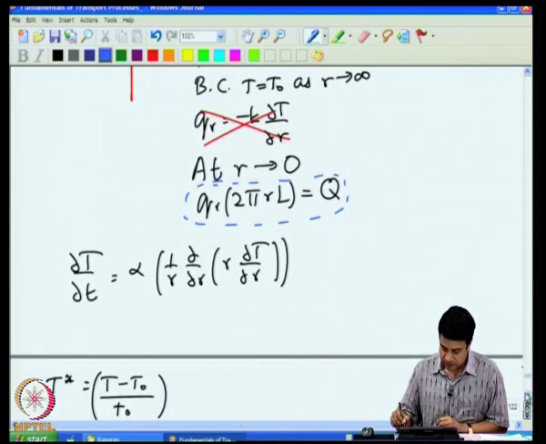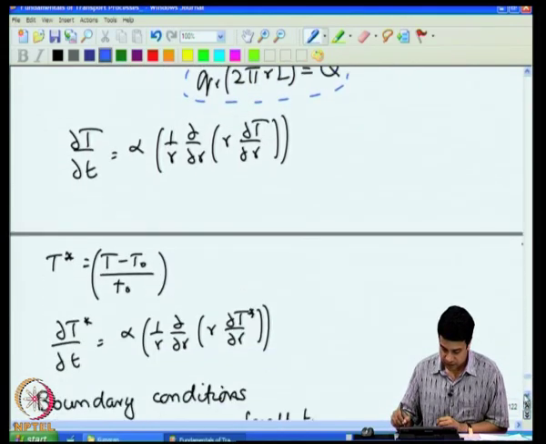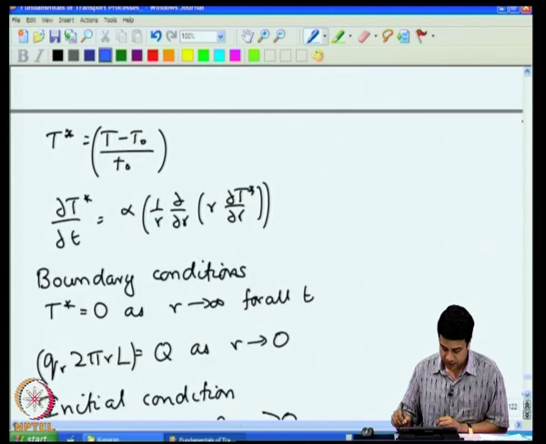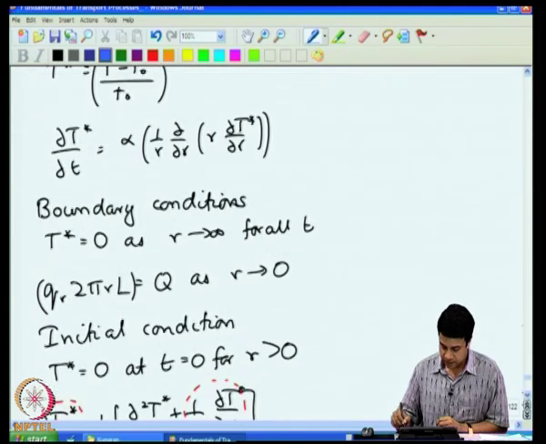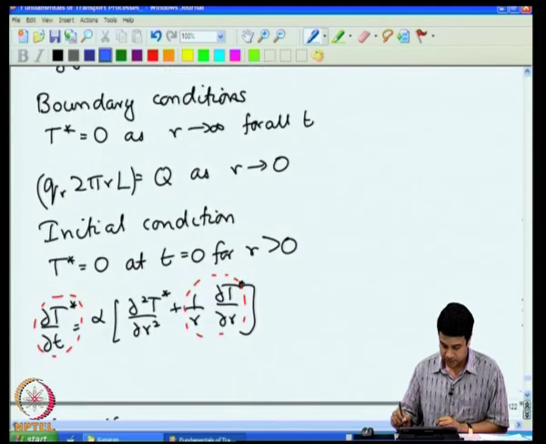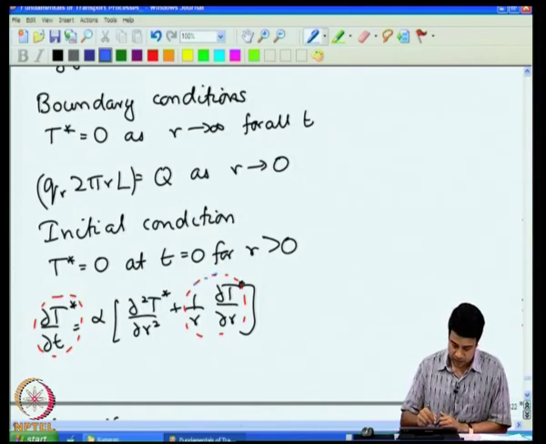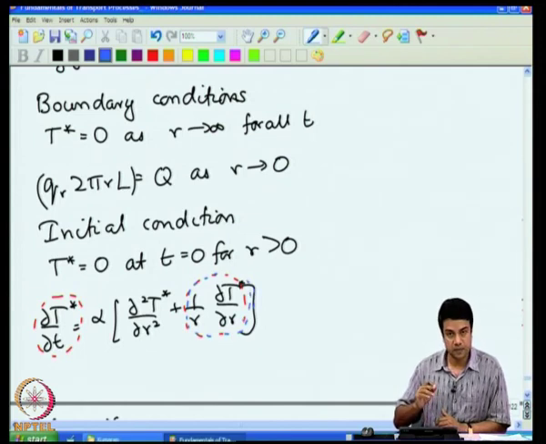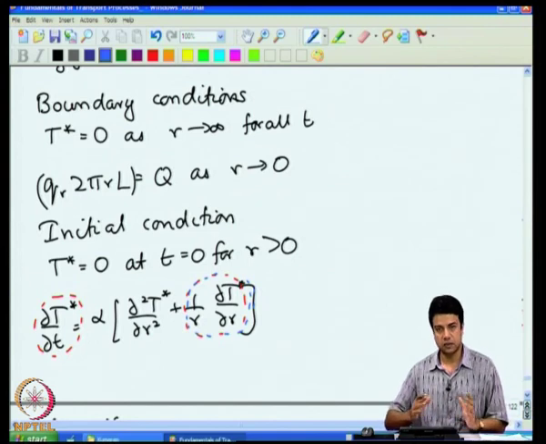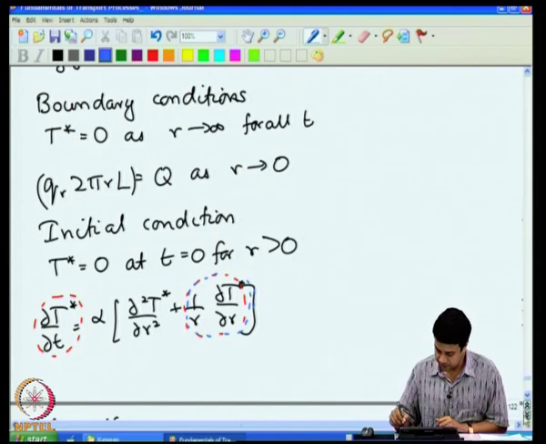So, this was the differential equation for the temperature field, okay, and we had scaled it and specified the boundary and initial conditions. Okay. I pointed out that there is this additional term here, okay, which is not present in a Cartesian coordinate system, and that comes about because the radius changes and the surface area changes as you go out in a cylindrical coordinate system.